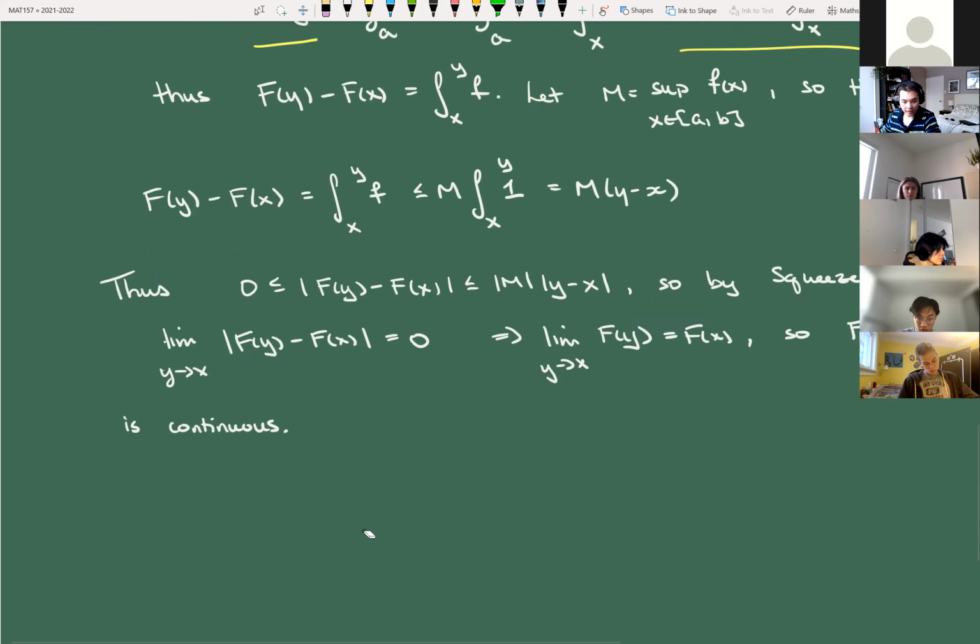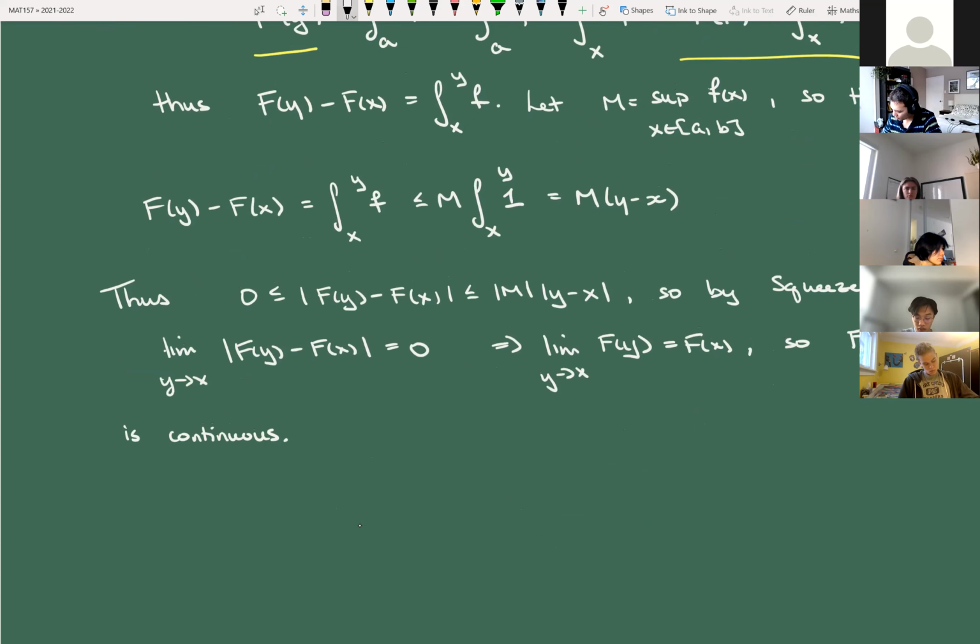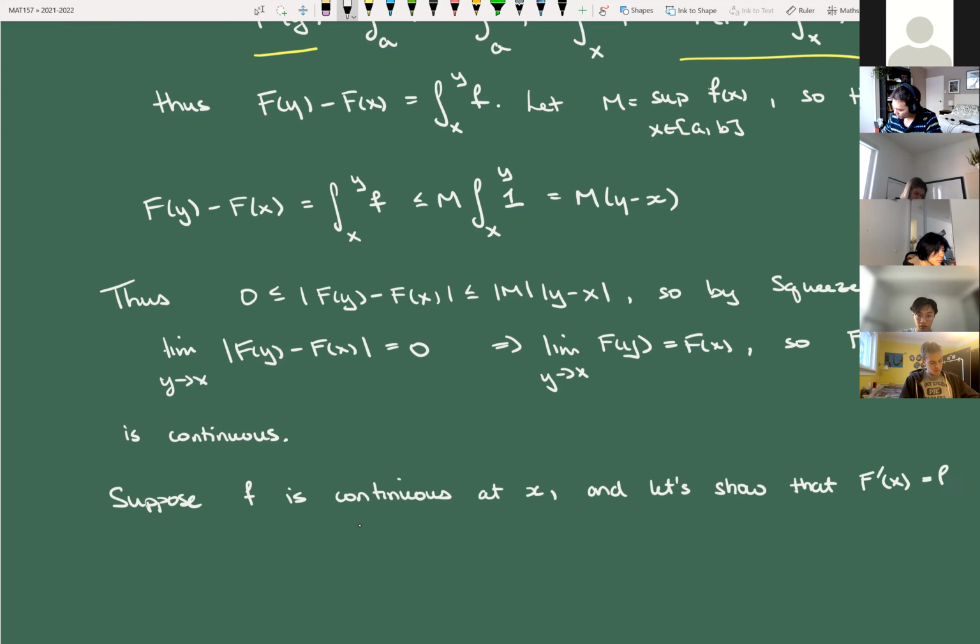Okay, so now we need to prove antiderivative. So suppose now that little f is continuous at x, and let's show that F prime of x is equal to little f of x, right? When I say this, implicitly too, we have to show that capital F is differentiable. But if we can show that the derivative of capital F is equal to little f, then we're done, right?